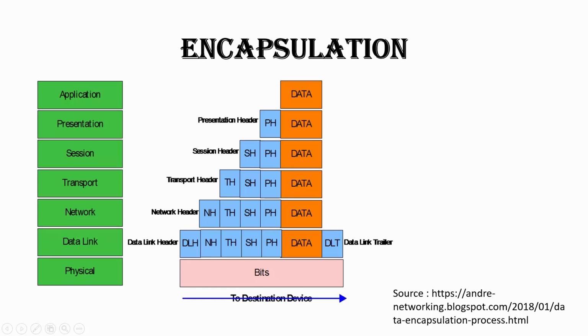Now there is one peculiar thing that you might notice. The data link layer adds a header as well as a trailer at the back of the data to make sure that it does not get corrupted during transmission, because if it does, then the receiving device can see the trailer, and if it does not find it, can conclude that the data is corrupted.